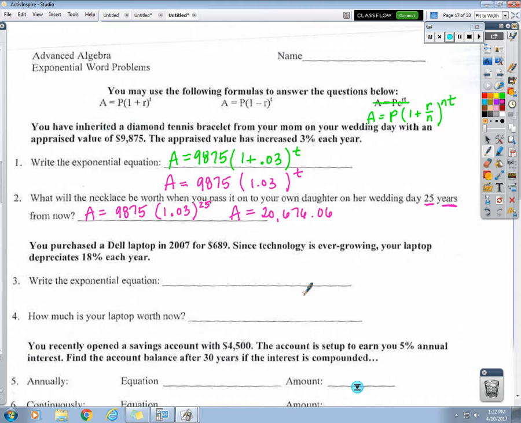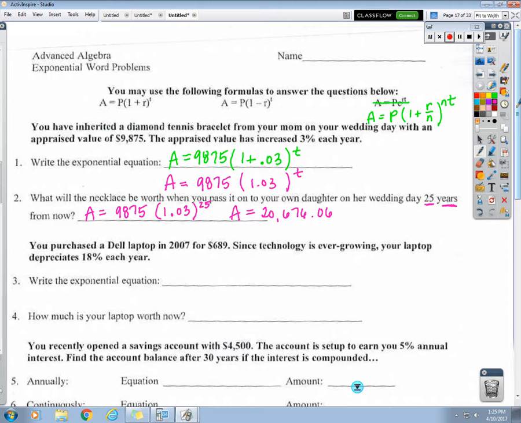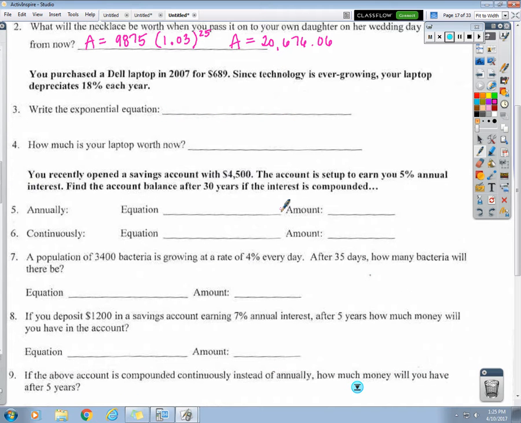Okay. Now I want you to take a minute and try 3 and 4. Before I just go over them for you, try problems 3 and 4. You purchased a Dell laptop in 2007 for $689. Since technology is ever growing, your laptop depreciates 18% each year. So the first thing they want you to do is write the equation to represent this. So what did you write?